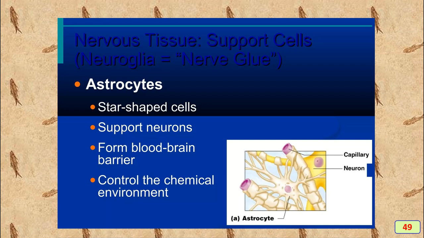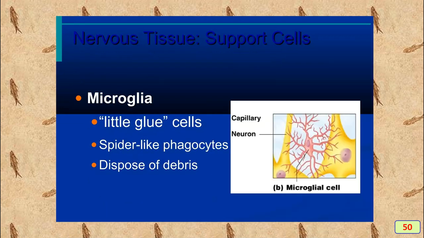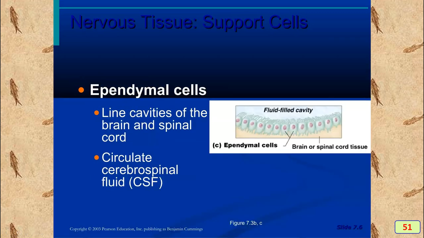Astrocytes are star-shaped cells that support neurons and form the blood-brain barrier. Astrocytes also control the chemical environment. Microglia are little glue-like structures, spider-like phagocytes that dispose of debris, especially inside the brain, inside the central nervous system. And the ependymal cells line the fluid-filled cavities of the brain and spinal cord tissue and circulate cerebrospinal fluid.